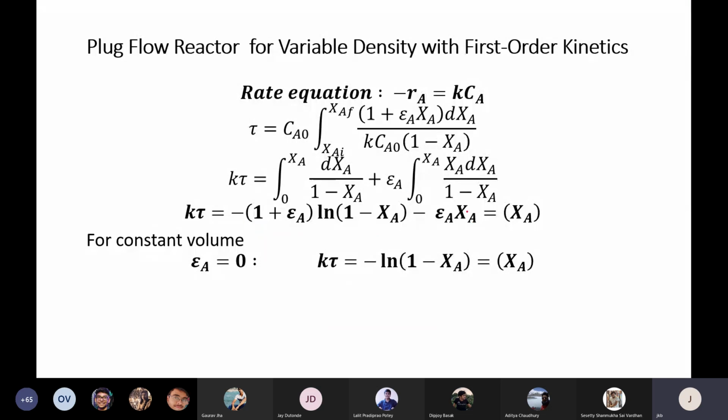So we can start with Xa is equal to 0 and give some increment 0.1, 0.2 like this, and you go up to the final conversion. So evaluate this function for various conversion levels and plot in terms of tau. If conversion versus tau data is available, you can solve it. And for constant volume process epsilon is 0, so the equation is very simple, and this is a function of Xa.